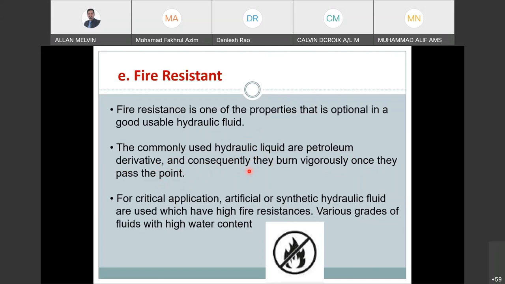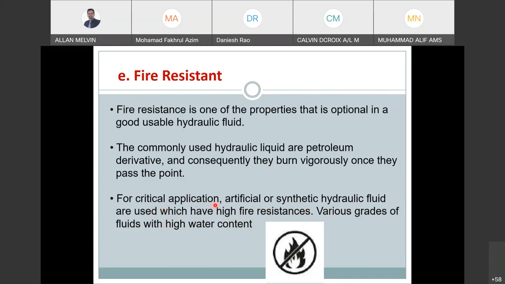So make sure it's suitable for your system or your environment, and also fire resistance if necessary. For critical application, artificial or synthetic hydraulic fluids are used, which have high fire resistance, various grades of fluid with higher water content.